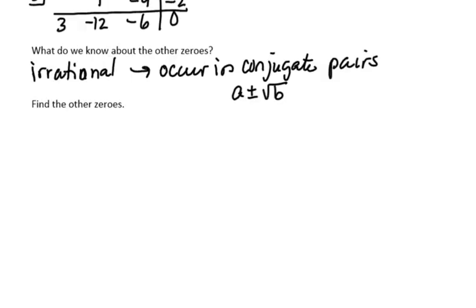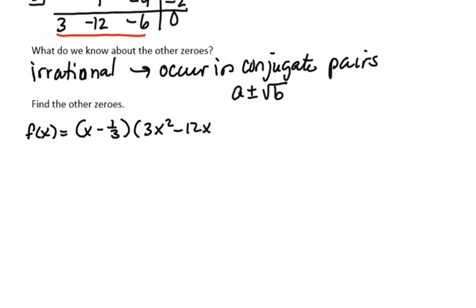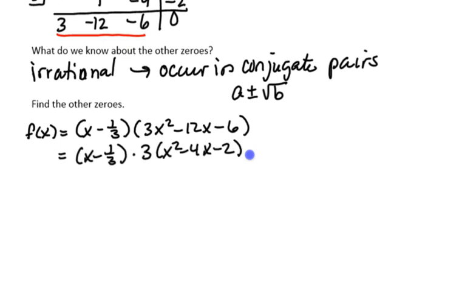So to find the other zeros, I need to look at what I have left over here. So I have f of x is equal to x minus 1/3. There's one of my zeros. And then 3x squared minus 12x minus 6. That's where my other two zeros are going to come from. Now I notice that there's a factor of 3 in common to all these, so I'm going to rewrite this to make it a little bit simpler to solve. I'm going to factor out the 3, and then rearrange so the 3 is in the front.